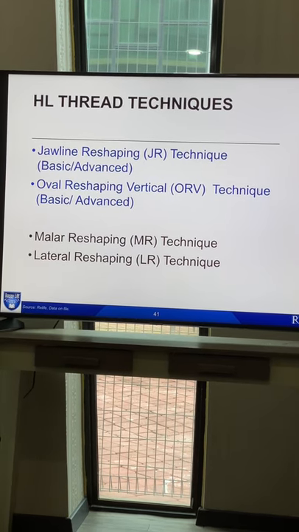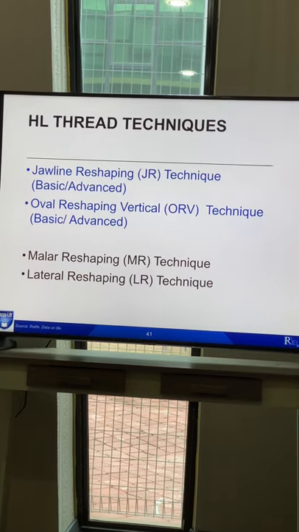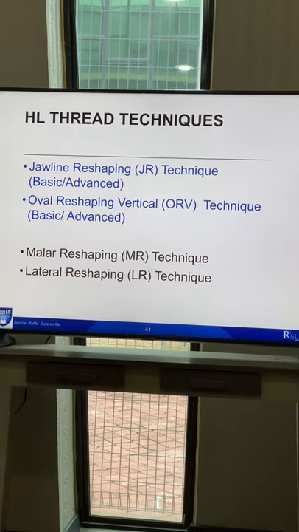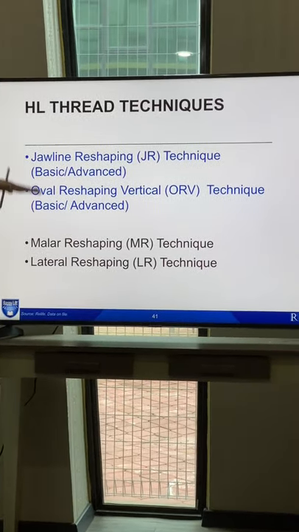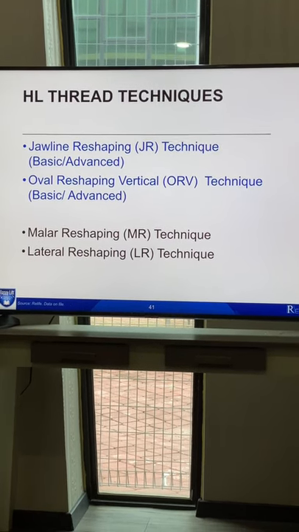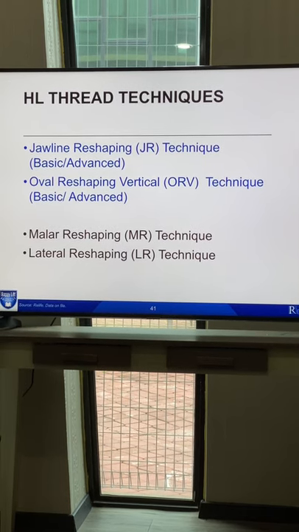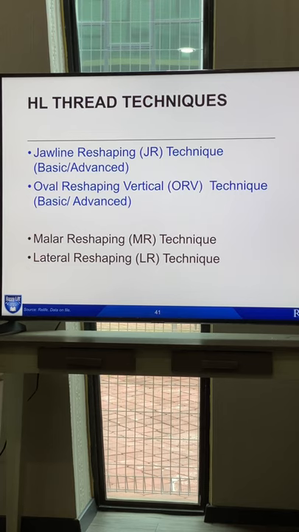Okay. So next we focus on the Happy Lift technique. Before the 12 cm Happy Lift, we have a few methods of insertion. We can divide them into two. The blue color one, the above one, is the vertical reshaping, which means we aim to lift vertically. For any sagging, we want to push it upward: vertical reshaping.